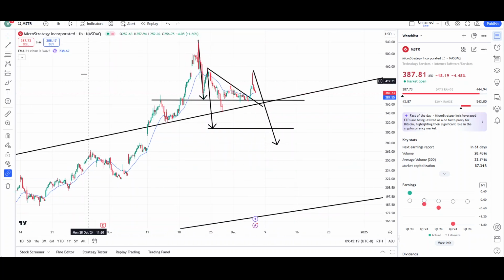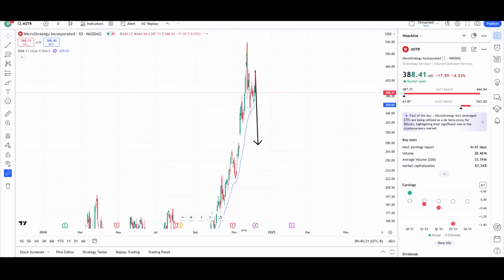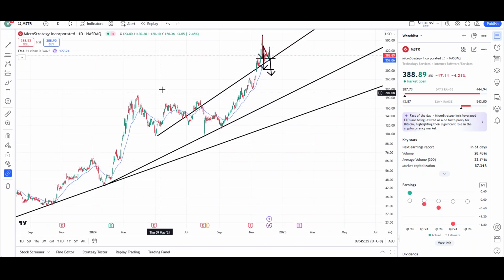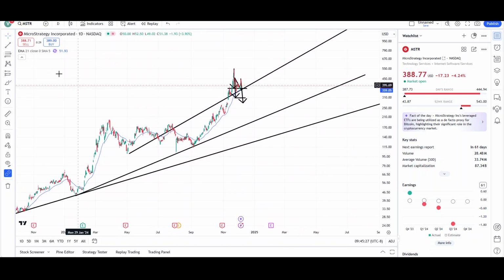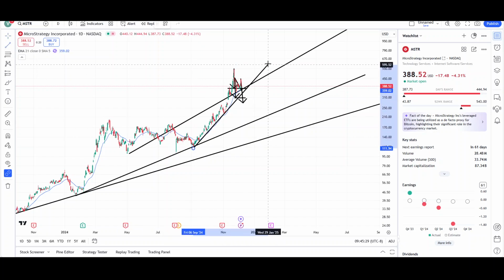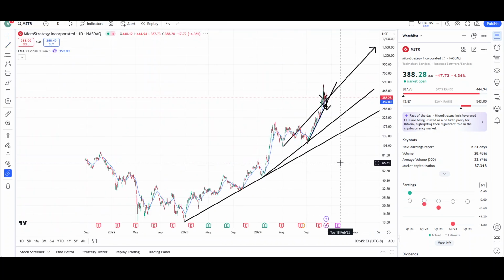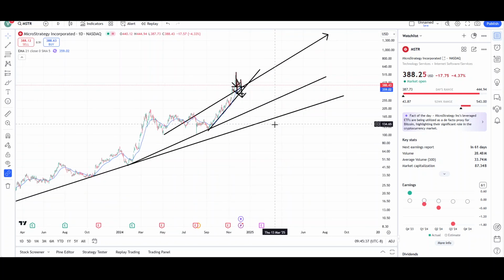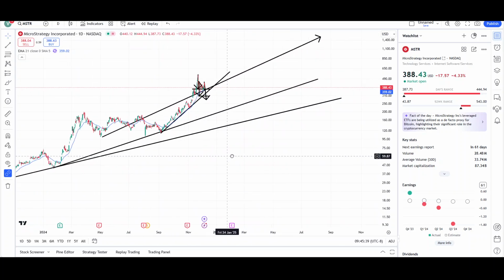And again, I'm not expecting a huge crash for MicroStrategy. I don't think that's in the technicals. It doesn't look likely. I still think overall the chart is bullish. We can also draw this uptrend line right about there. Overall, I think the trend is still very bullish. And again, Bitcoin just started out. It just broke 100,000. I'm expecting way more than that.